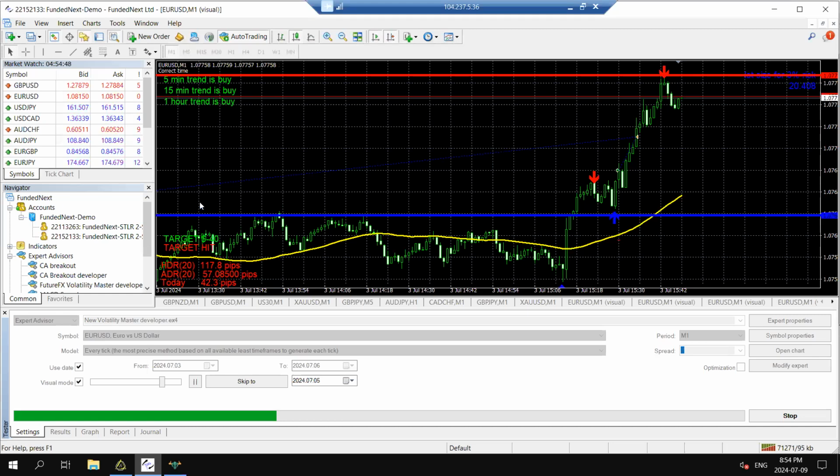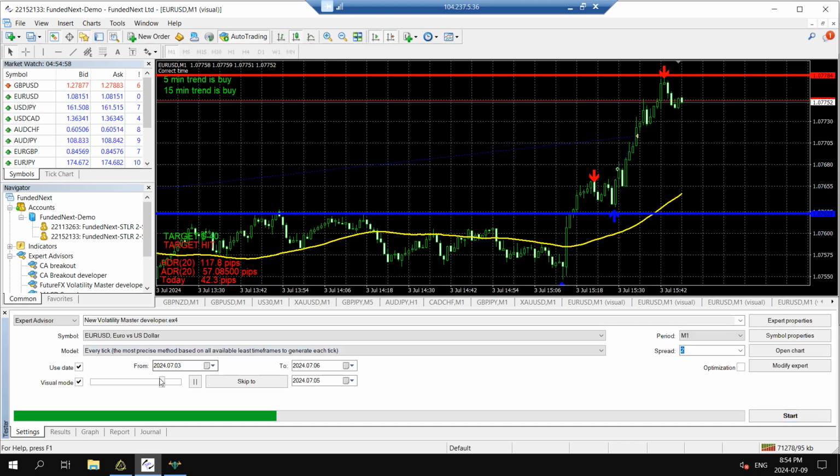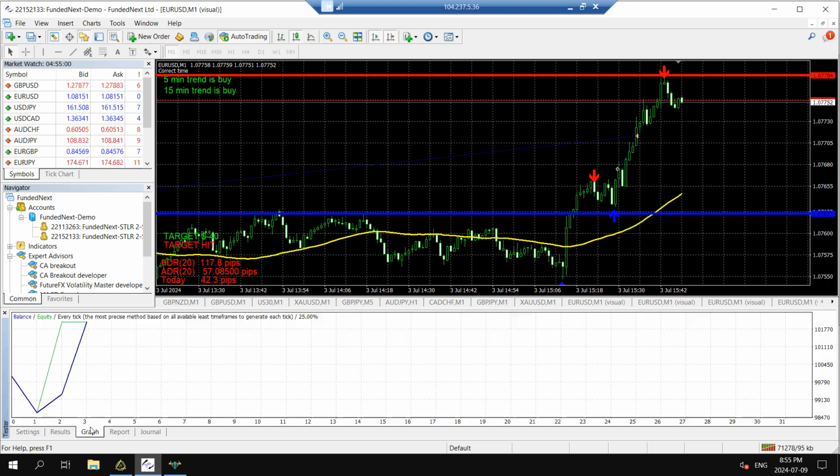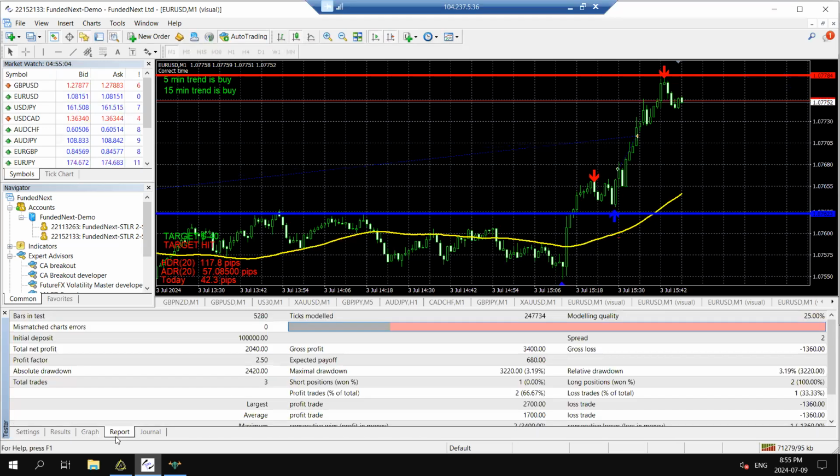But anyway, it did end up hitting our target, so we had 2 trades. We had a losing trade, and then we had 2 winning trades to make our 2% profit again.